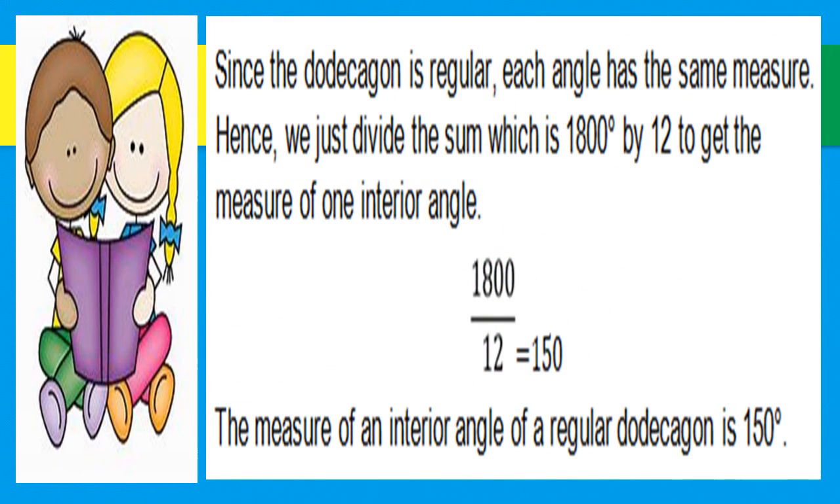Since the dodecagon is regular, each angle has the same measure. Hence, we just divide the sum, which is 1800, by 12 to get the measure of one interior angle. So 1800 divided by 12, that is equal to 150. The measure of an interior angle of a regular dodecagon is therefore 150 degrees.